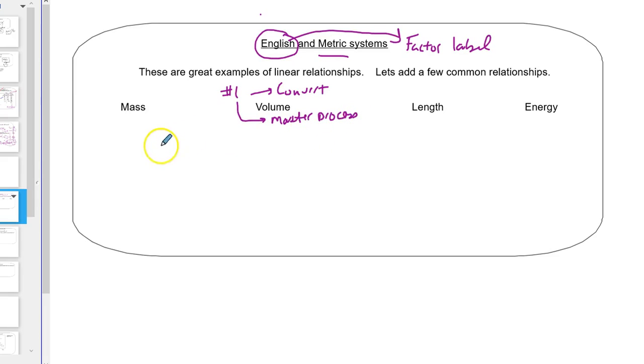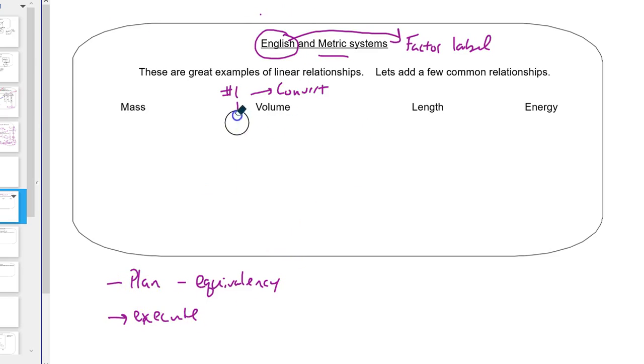I need to make sure I can set up a plan. The first thing is a plan using my equivalencies. And then I just need to be able at that point to execute the plan. So let's get started. I'm going to give out a handful of equivalencies, and these are things that you might know.